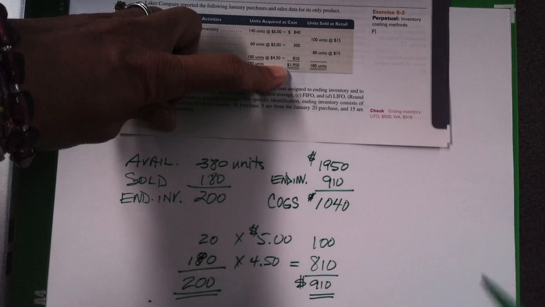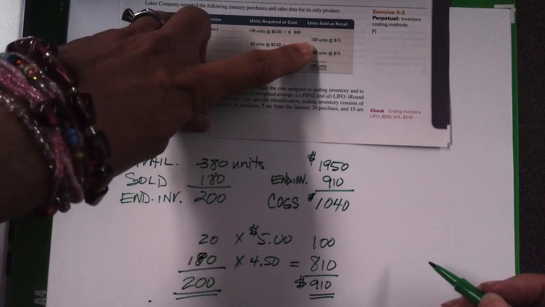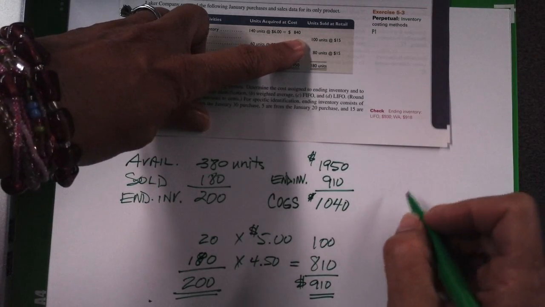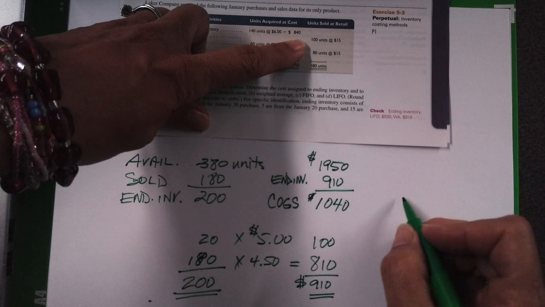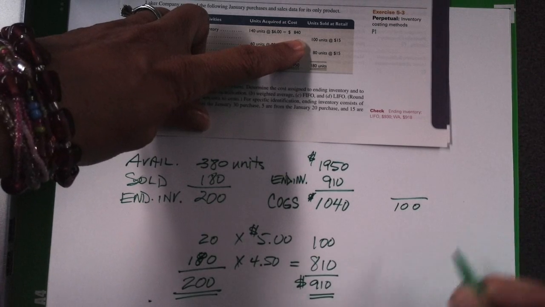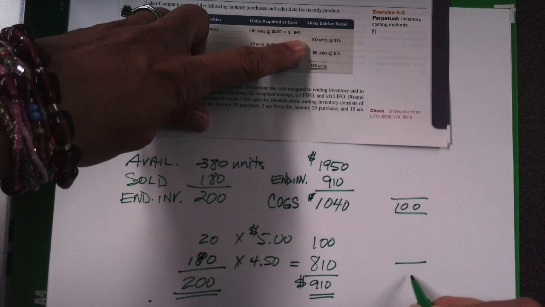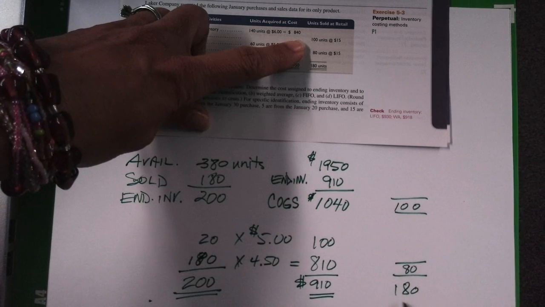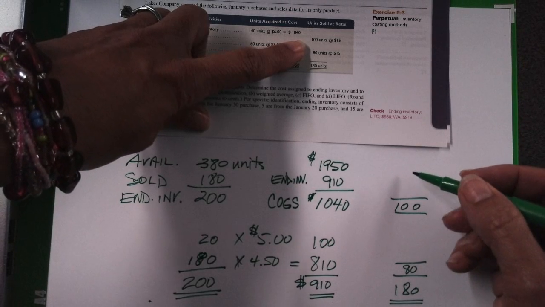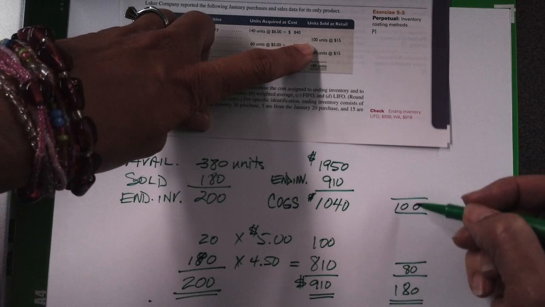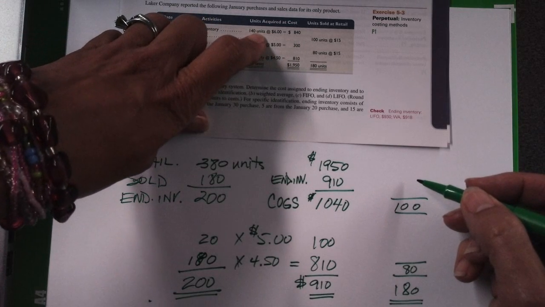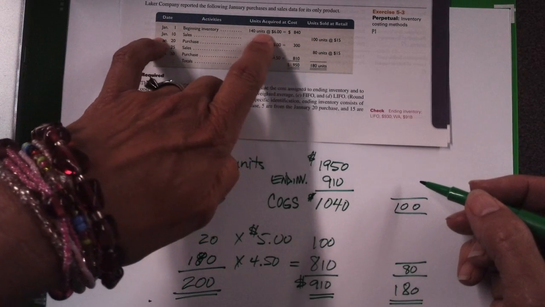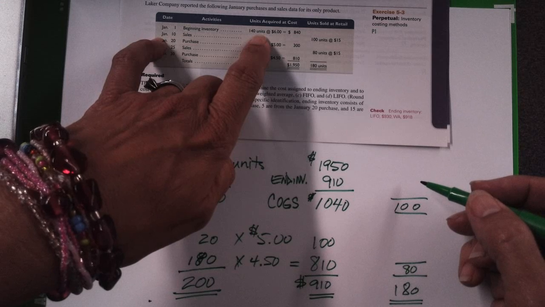Let's check this number doing it the other way. I'm going to go up here to my units sold up above. I sold 100 units. Well, I've got two sales, 100, and I've got a sale of 80 for a total of 180 units. Well, what made up that 100? Well, that whole 100 would have come from the beginning inventory. See, it happened on January 10th. The whole 100 would have come from the beginning inventory.